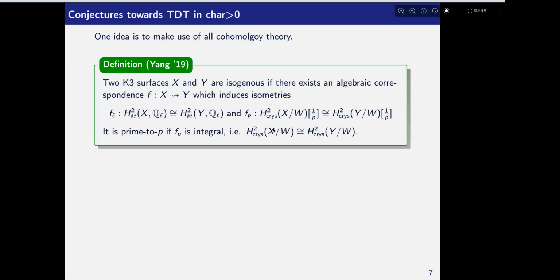Because this isometry is induced by an algebraic correspondence, it is naturally Galois equivariant. So they are also isometric as Galois modules, and for the crystalline cohomology part, they are isometric as F-crystals.